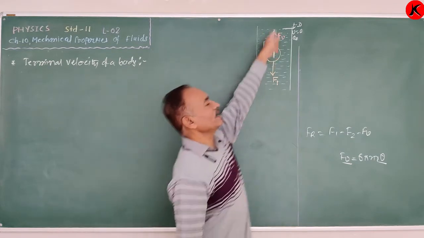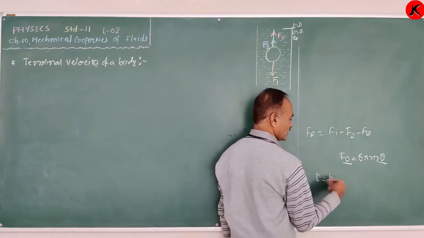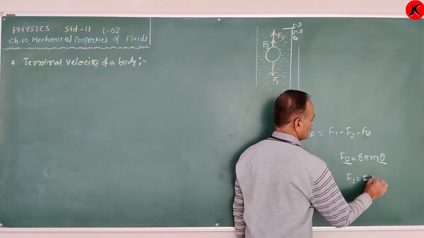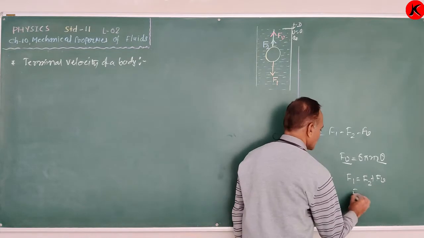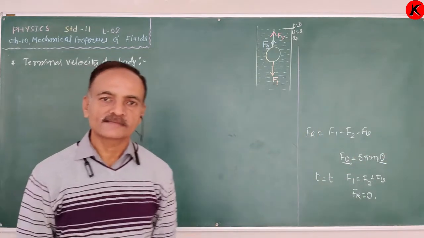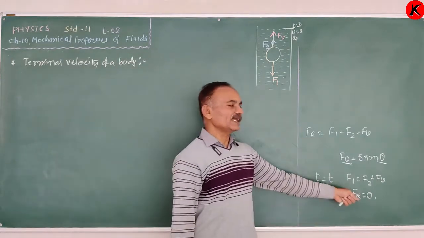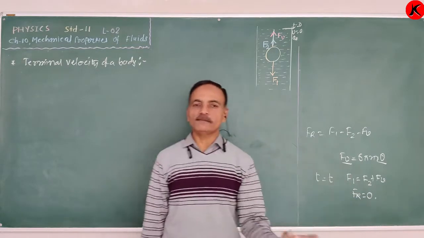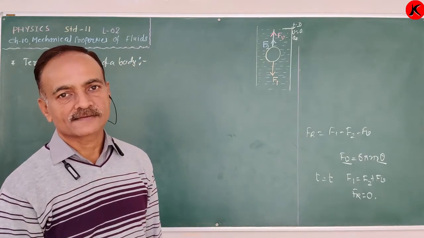Right? That means the upward directional force is increased. Suppose at time t, the downward directional force is the same as the upward directional force. In that case, the resultant force becomes 0. No force acts on the body, therefore the velocity of the body remains constant. After this situation, the velocity of the body becomes constant, and that is known as the terminal velocity.